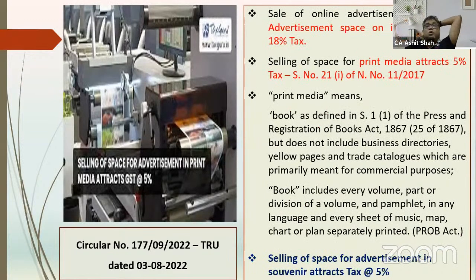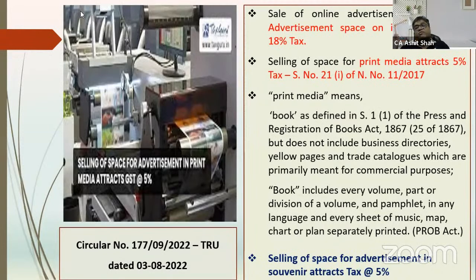Then, advertisement on selling of space in print media or catalogs. Now you know that the sale of online advertisement space, that is advertisement space on the internet, attracts 18% tax. However, if the same advertisement is given in print media, the applicable rate of tax would be 5%. So the point is, what is print media?